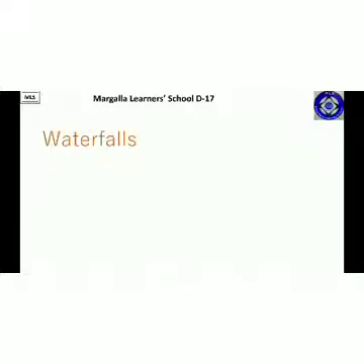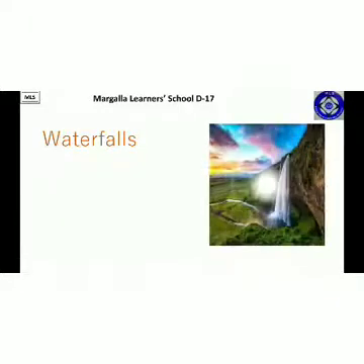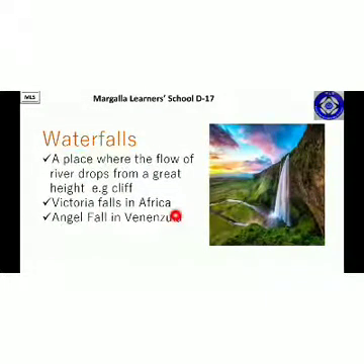Next we have waterfall. Now its definition is clear from its word. Water falls. Falls means something that drops. So it means the water is dropping down. As you can see in this picture, this is a cliff and the water is flowing down or falling down. So this is known as waterfall. It is a place where the flow of river drops from great height, for instance a cliff. Victoria Falls in Africa is one of the famous waterfalls. Another waterfall is Angel Fall in Venezuela.